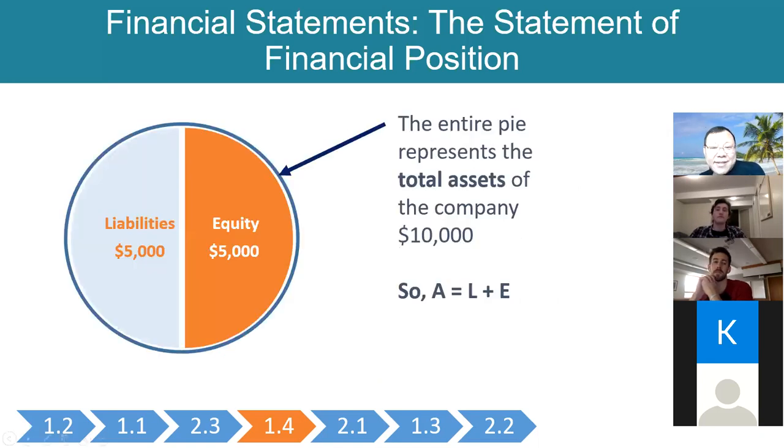Okay, so in this case, we have liability 5,000 and equity 5,000. What's the value of the asset? So 10,000. Your liability and equity together, that's your asset. So the total asset of the company should be $10,000.